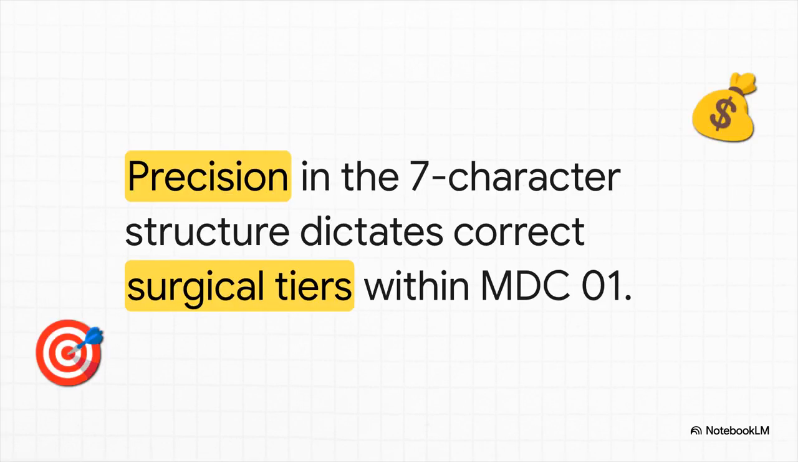So, to sum up today's masterclass, accuracy in that 7-character ICD-10 PCS structure is completely non-negotiable. Your ability to correctly tell the difference between root operations like excision, resection, extirpation, and fusion directly dictates whether the MSDRG grouper logic drops your patient into the right surgical tier within MDC01. That precision is what ultimately drives facility reimbursement, and it makes sure the true severity of the case is accurately reflected.